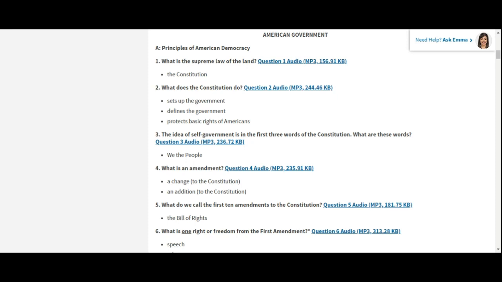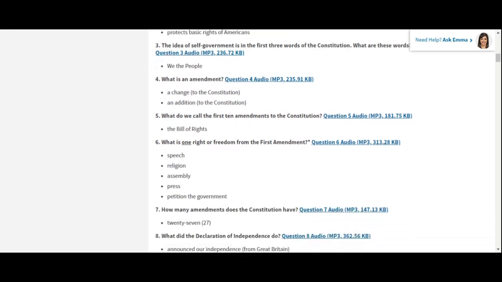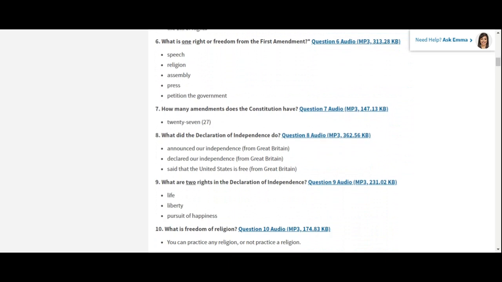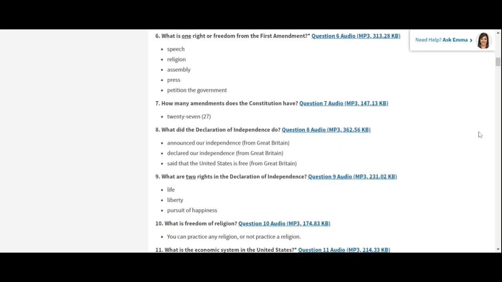What is one right or freedom from the First Amendment? Speech, religion, or assembly. How many amendments does the Constitution have? 27.